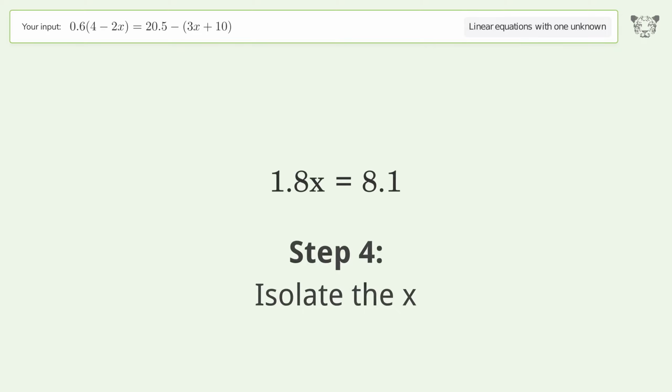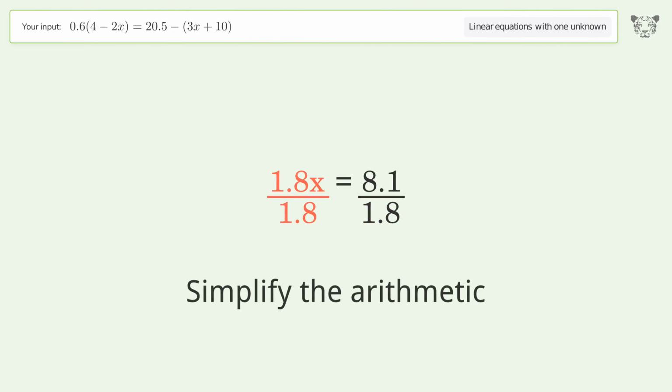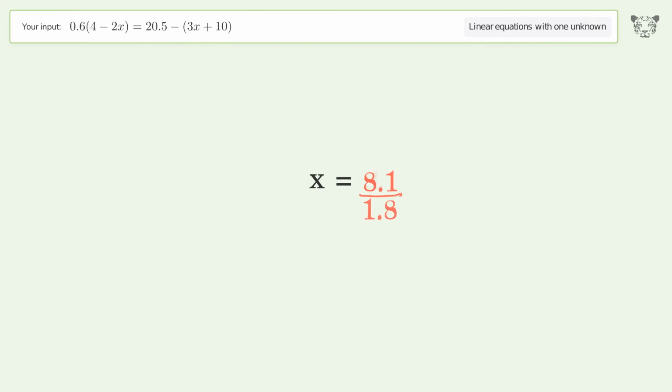Isolate the x. Divide both sides by 1.8. Simplify the arithmetic. And so the final result is x equals 4.5.